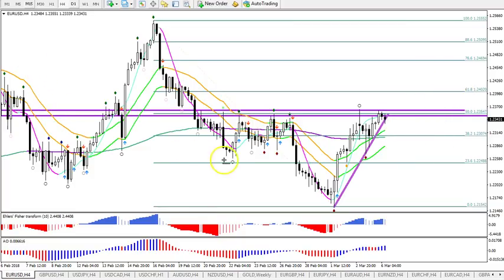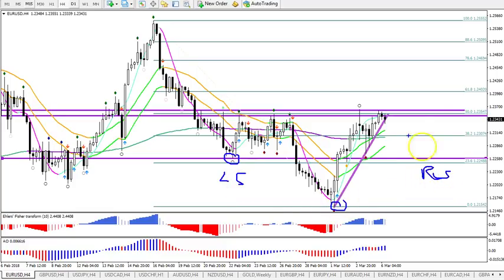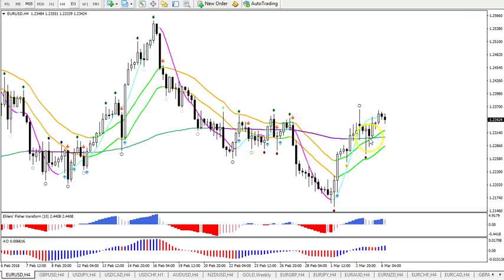Another level to think about could be right here. This particular level could be the left shoulder, this could be the head, and this could be the right shoulder, hence making an inverted head and shoulders. Now the upside is invalidated if price breaks below this bottom.